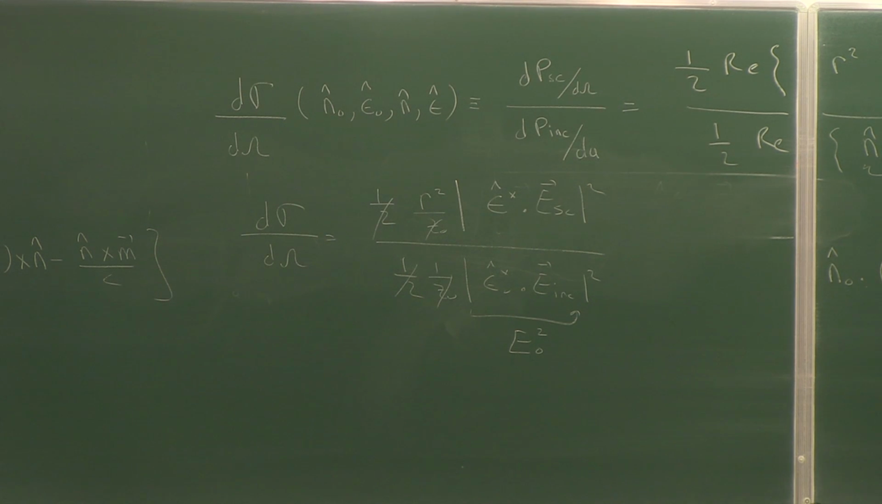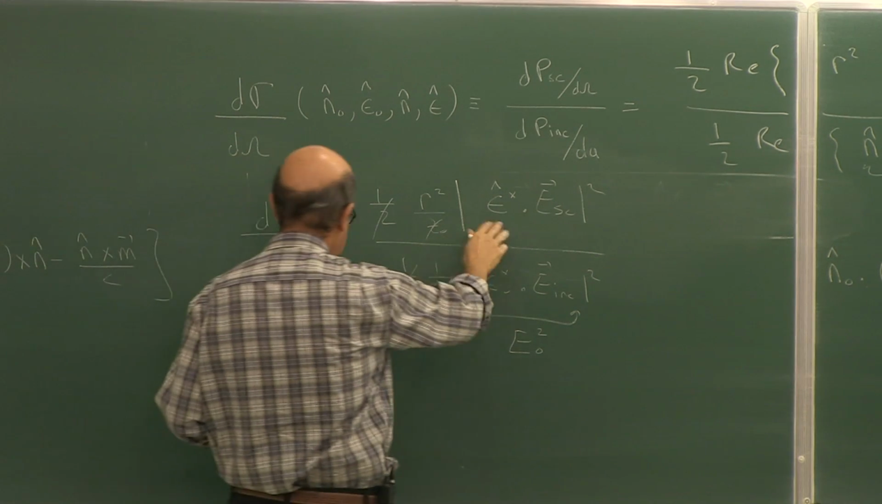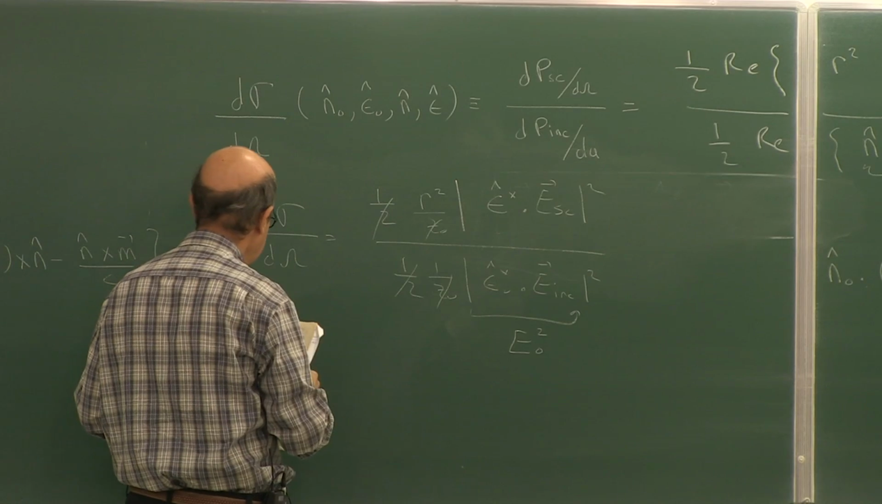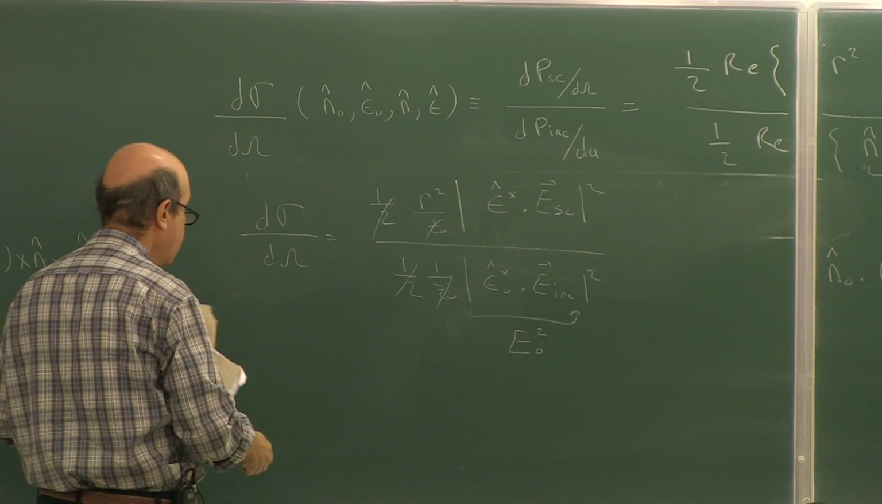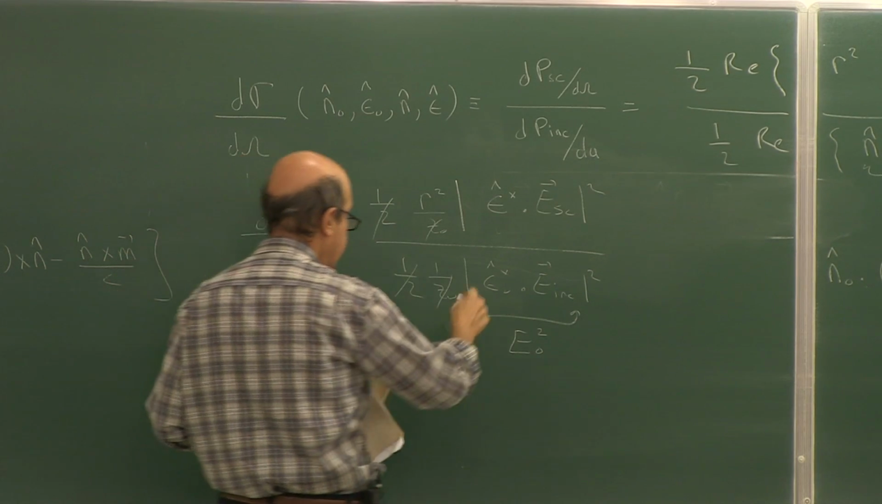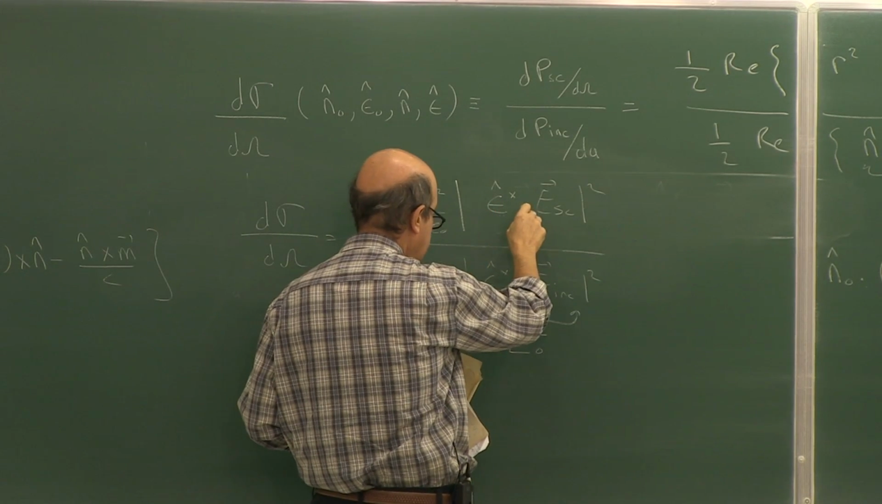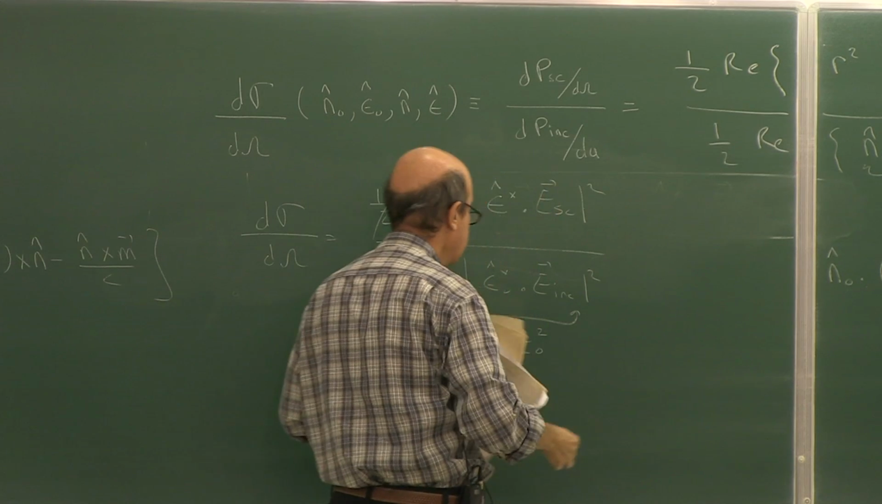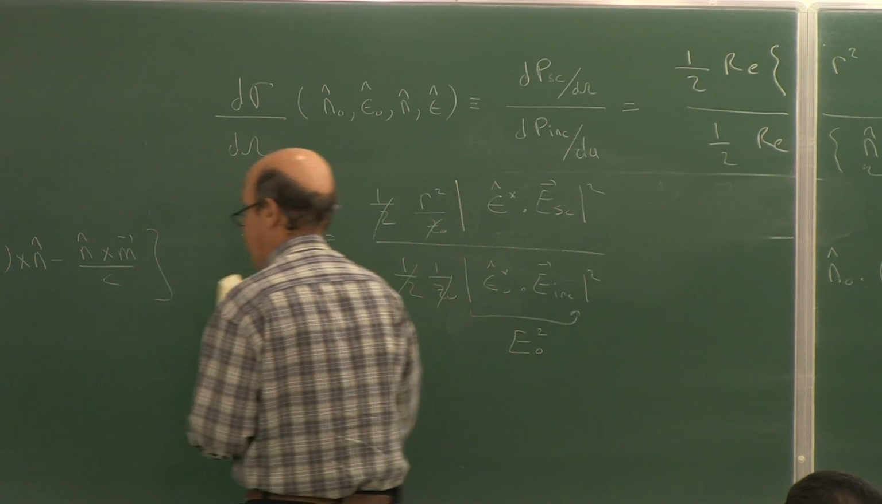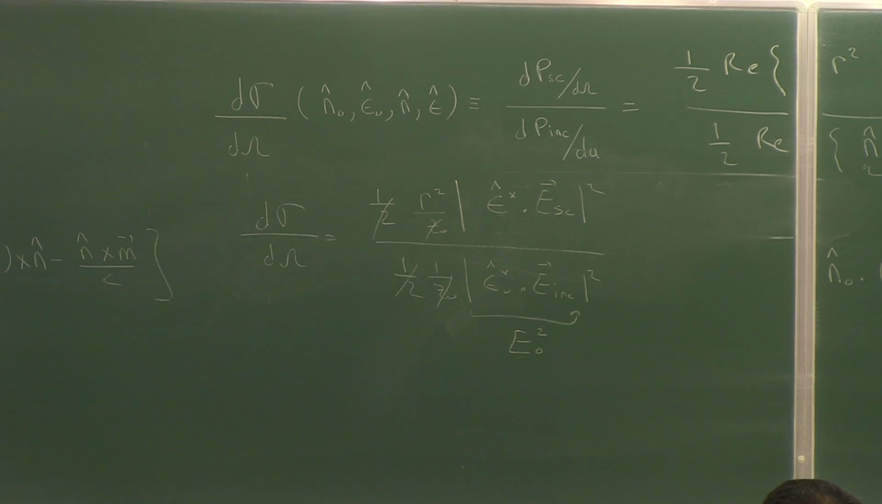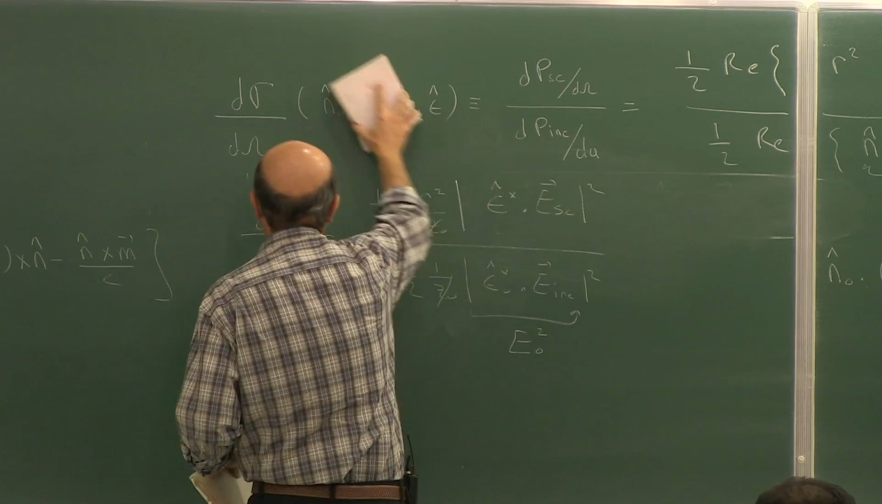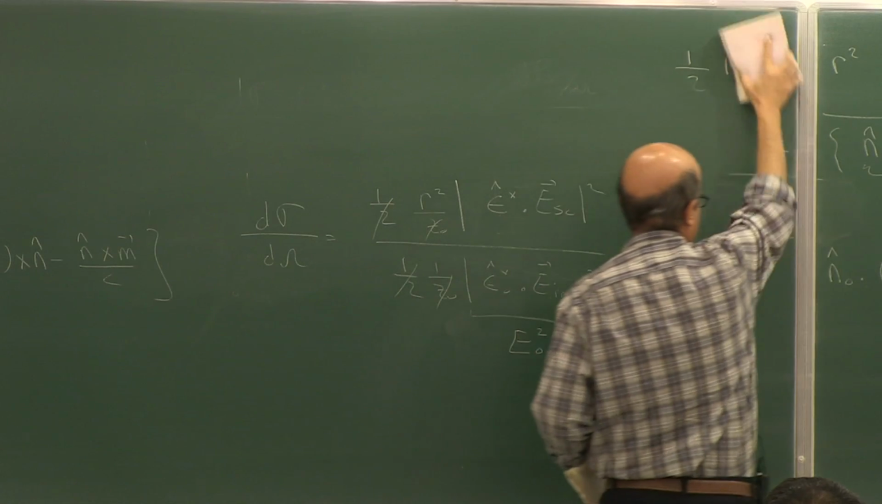Now let us substitute the scattered field into this definition and estimate the scattering cross-section per solid angle. What we need to calculate, basically, is the polarization after the scattering, that product with the scattered field. So let us do this calculation and evaluate the scattering cross-section per solid angle.